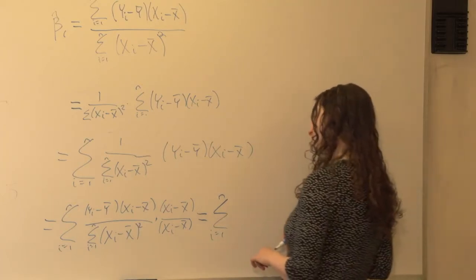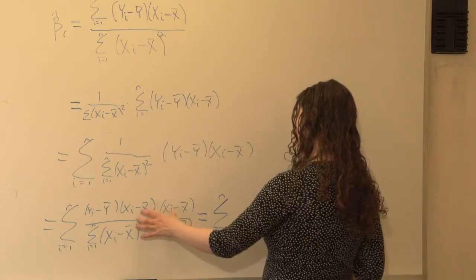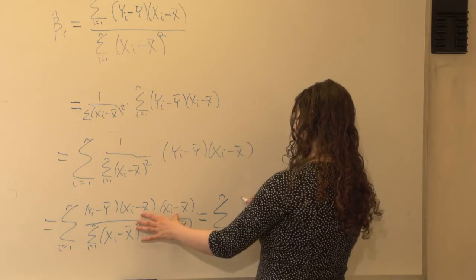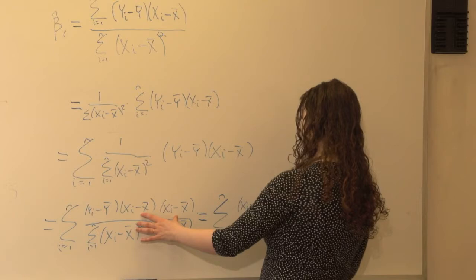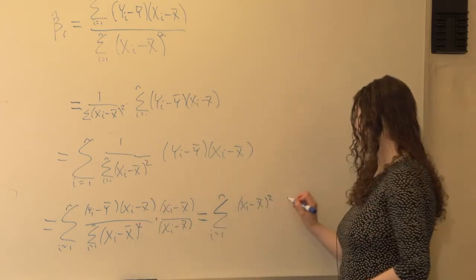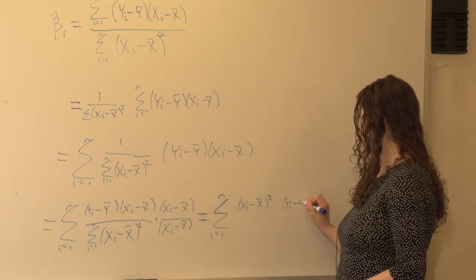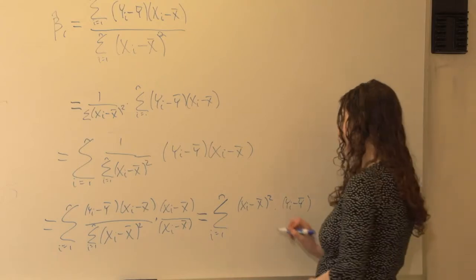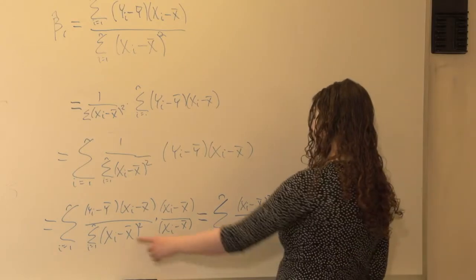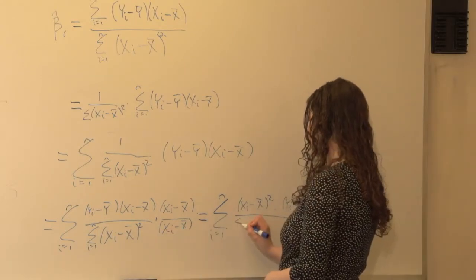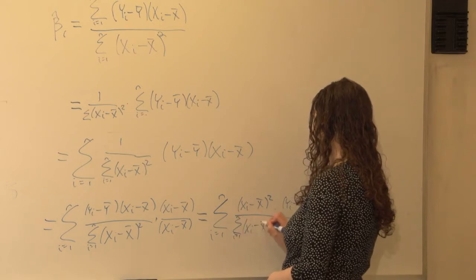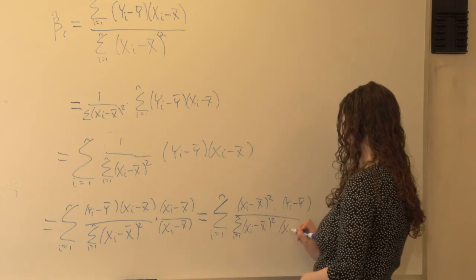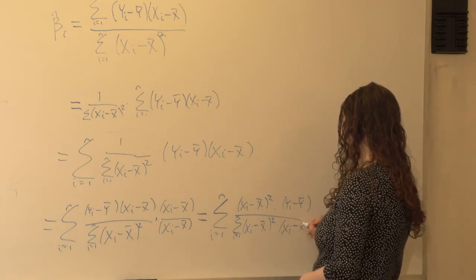So first I'll look at this numerator. I'm going to take these two parts and put them together. And then I've got this yi minus y bar over here. And over here I've got my sum from 1 to n of xi minus x bar squared. And now here I've got my xi minus x bar.